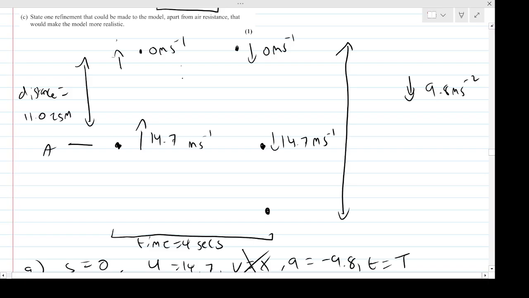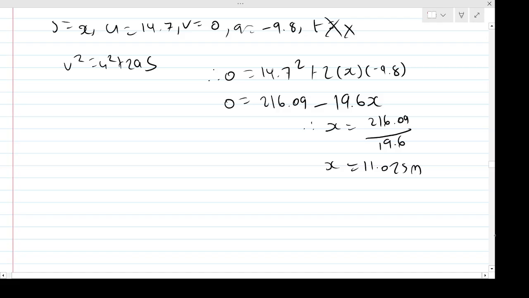Now, they're giving us the time for a reason. We're going to need to use it. I think the easiest way to proceed is to consider splitting this time up. So the time from when it starts here and ends here is the time for the first part of the journey. We can use SUVAT again. For the first part of the journey, I now want the time. The distance travelled, we worked that out, it's 11.025. U, we start with 14.7 speed, and then it ends at 0. The acceleration is minus 9.8, and T is what we want to work out.